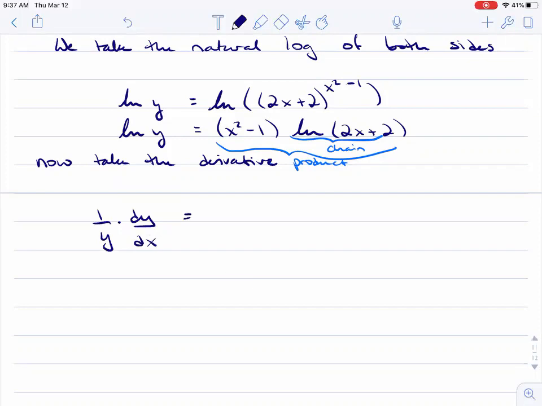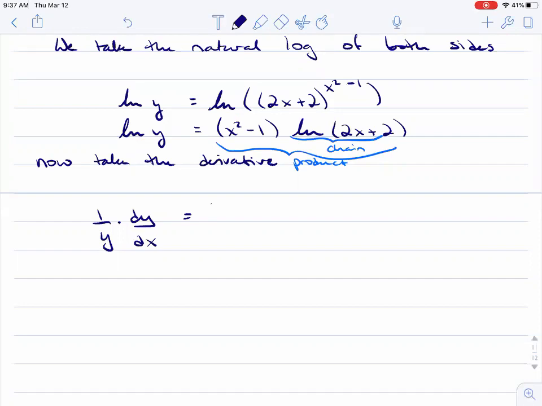Which is going to be, okay, so we've got the derivative of one of the things times the one held steady. So it just depends on how you like to order your product rule. And so I'll take the derivative of x squared minus 1 and leave the log of 2x plus 2 for a little bit, right? But if you want to make it match the quotient rule, that's fine too.